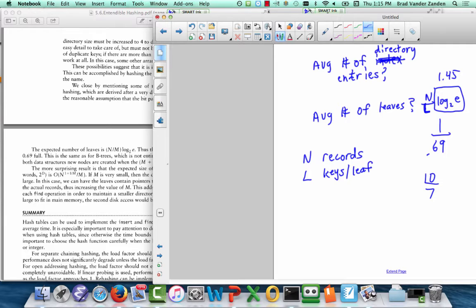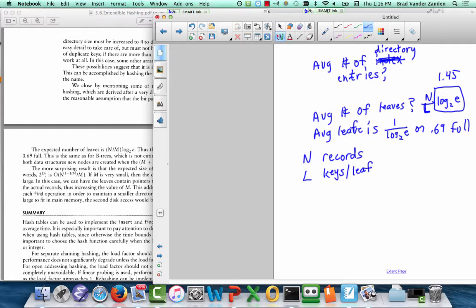So the other thing that we can say is it means that on average, the average leaf is 1 divided by log 2 of e, or 0.69 full. So on average, they're 69% full.